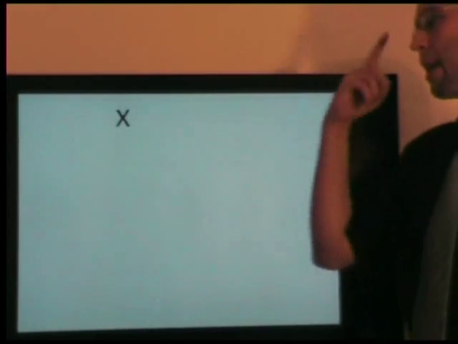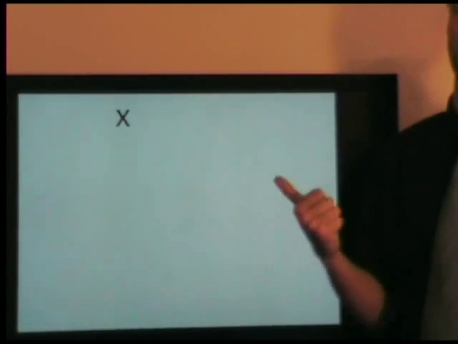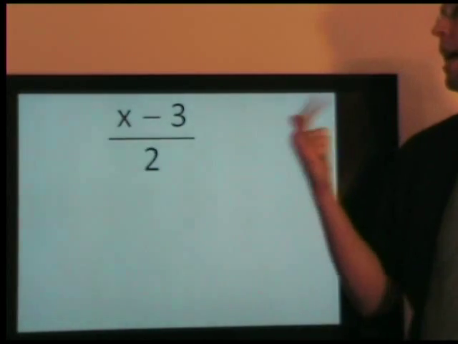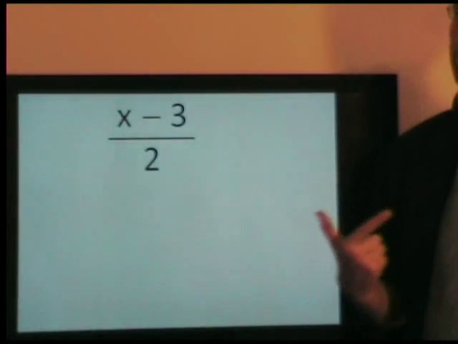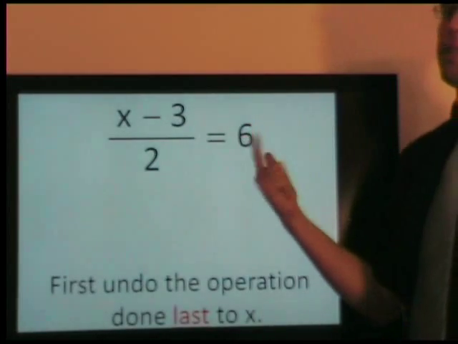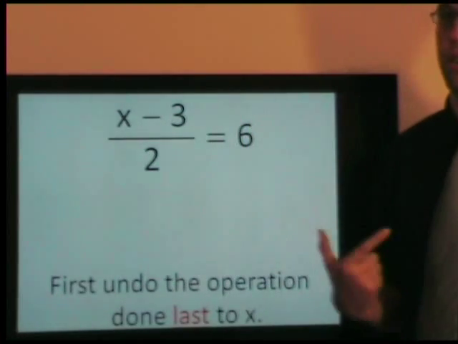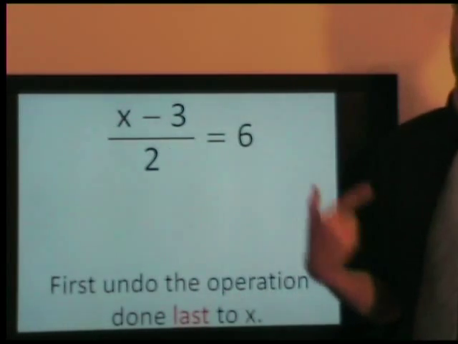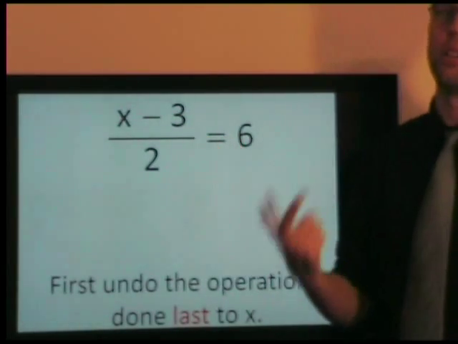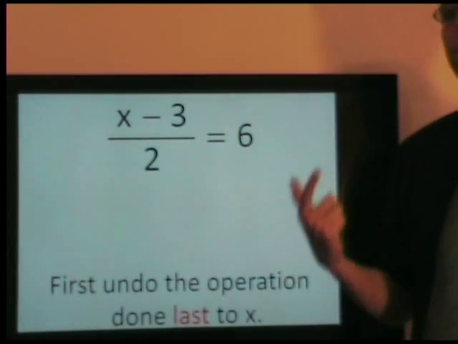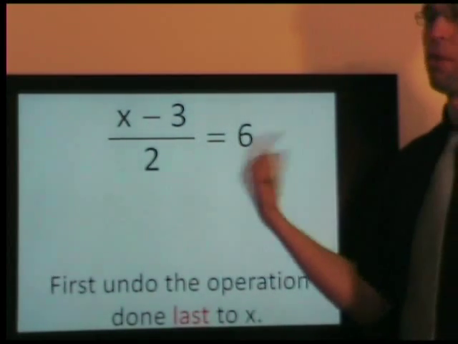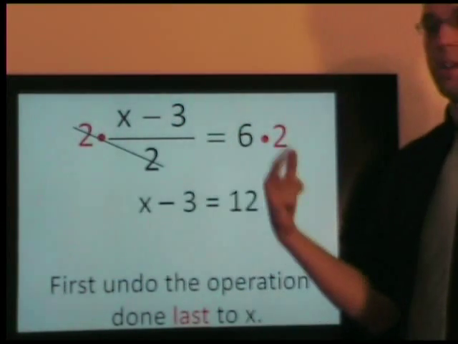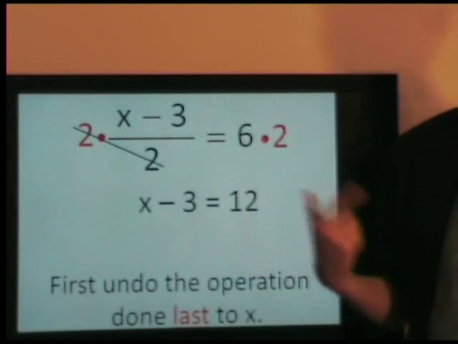Another example, I'm thinking of a number. The first operation I'm doing is subtracting 3. The next operation I'm doing is dividing by 2. If the result is 6, what is that original number? Well, if dividing by 2 is the last operation being done to x, we undo that first. How do we undo dividing by 2? We multiply by 2 on both sides. So we do that, bring it down. How do we undo a minus 3? Plus 3 on both sides.